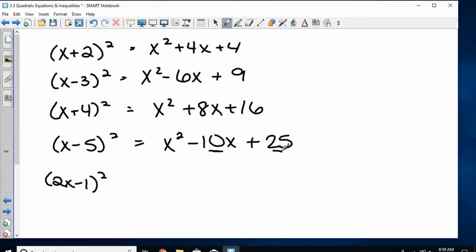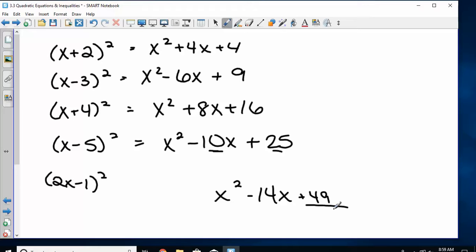So if I started with an expression like this, if I gave you x squared minus 14x, could you tell me what this last number would have to be to make this a perfect square? How'd you get that? Because 7 plus 7, or negative 7 plus negative 7 is negative 14, so its square is 49.